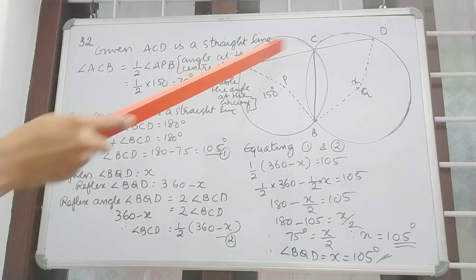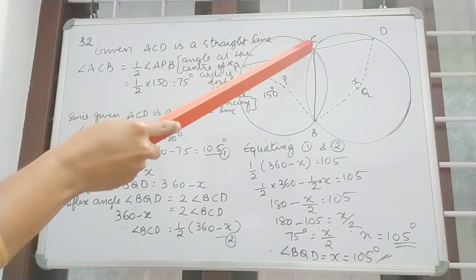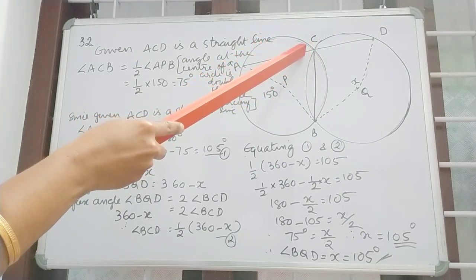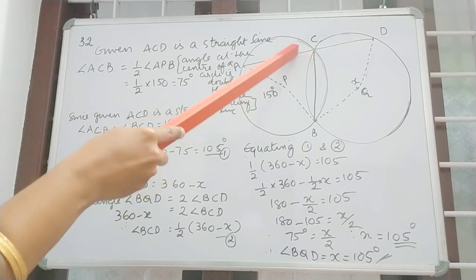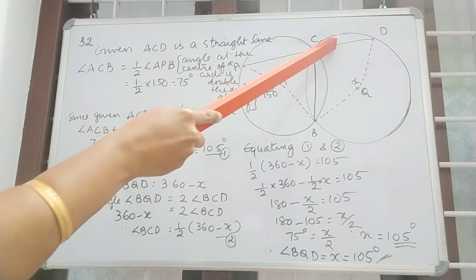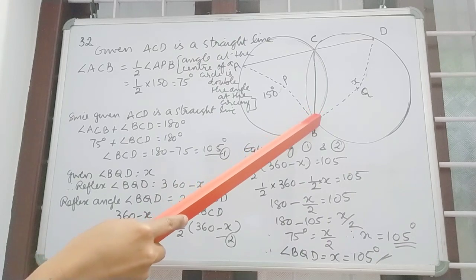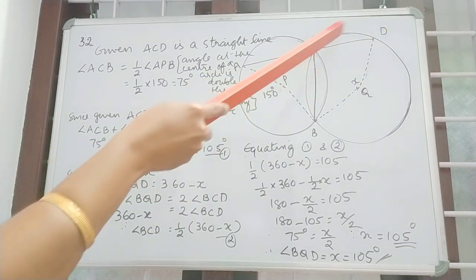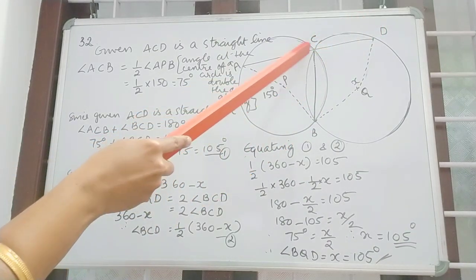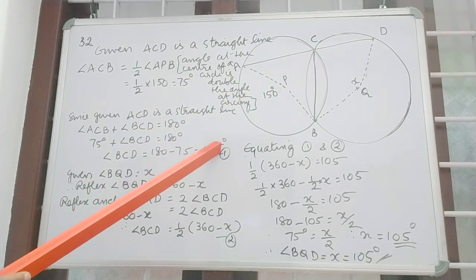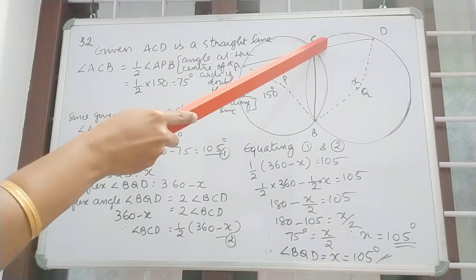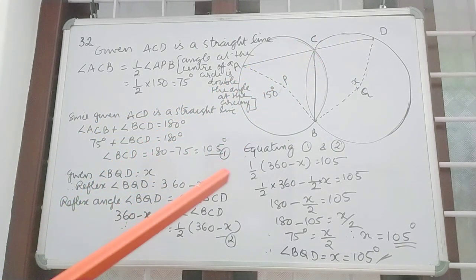Given ACD is a straight line. Now we got this angle as 75 degrees. So what about this angle? Since this is a straight line, the sum will be 180 degrees. So angle BCD will be 180 minus this angle 75, so it will be 105 degrees. BCD is 105 degrees.